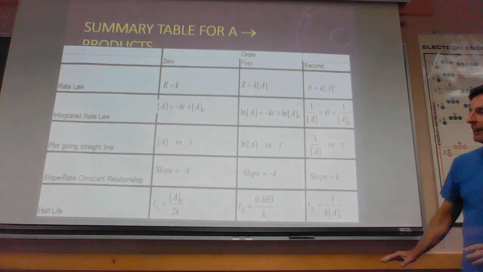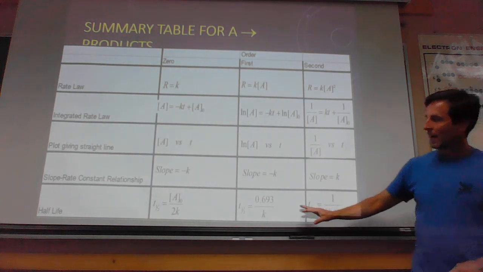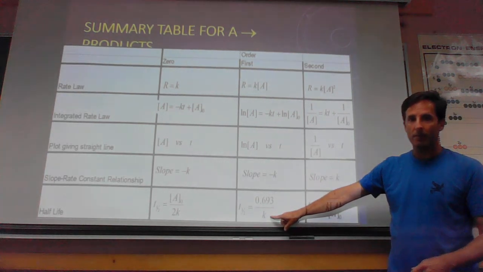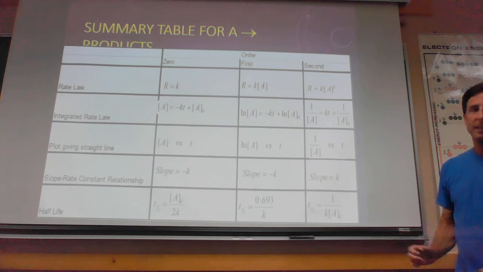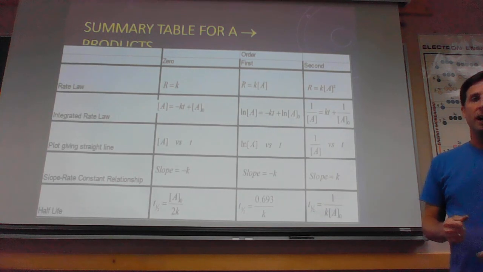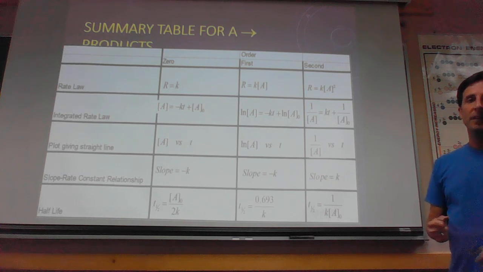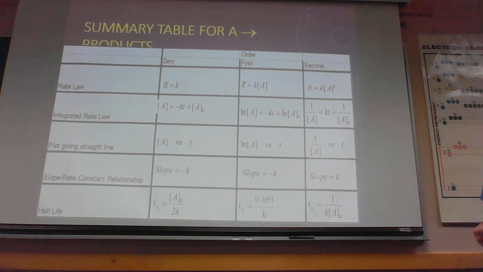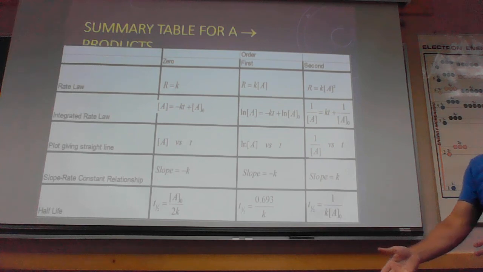And then finally, half-life. I really don't like these three equations. I only like this one. The first order half-life is a constant value. It's a useful number to know. Like when we get into radioactivity, the half-life of carbon-14 is 5,730 years. That number never changes because it doesn't depend on the concentration of the reactant.